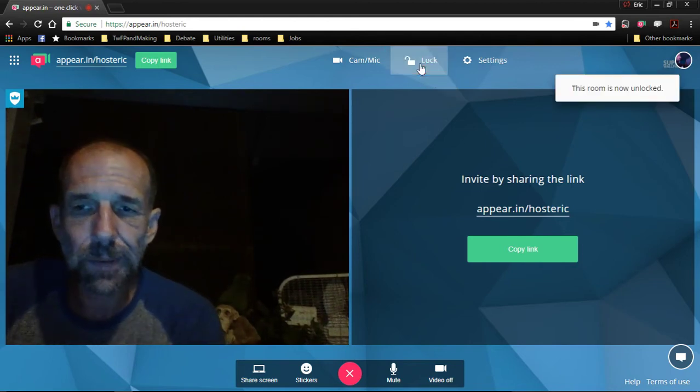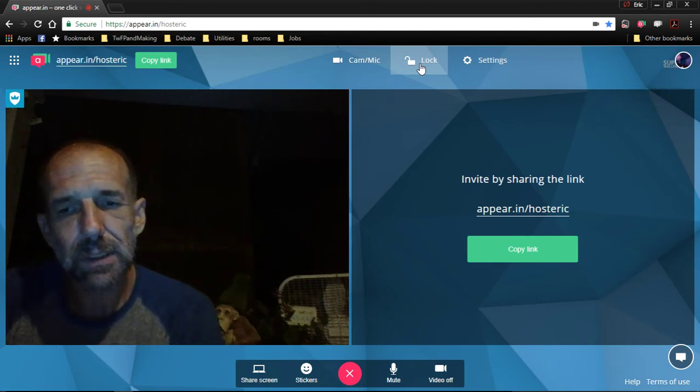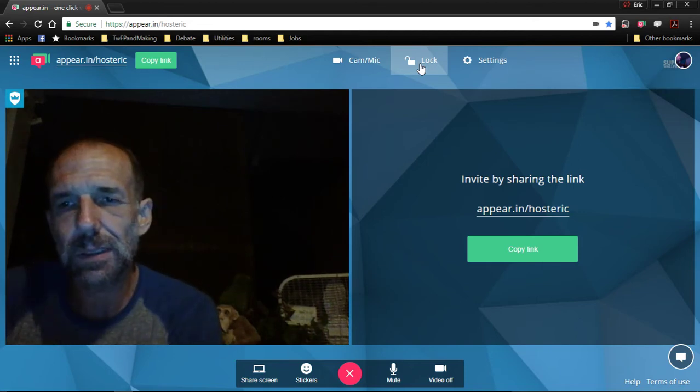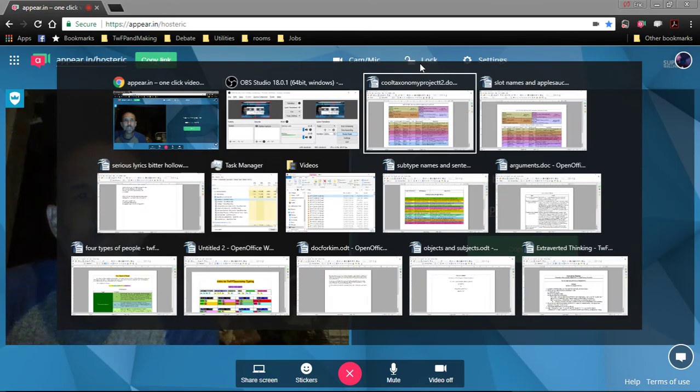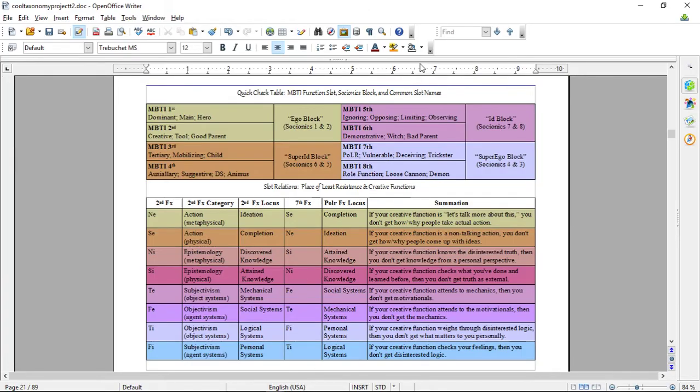It's about your polar function and your tool function. Your polar function and your tool function. Okay? I have a nice little table to look at. First, at the top, you see a quick check table. This is because of the numbers problem.